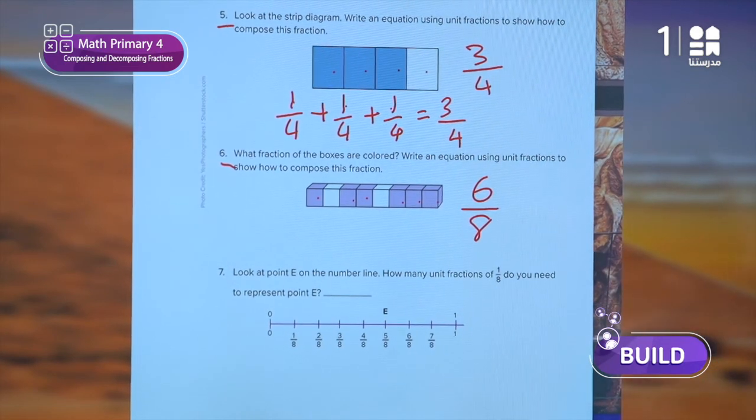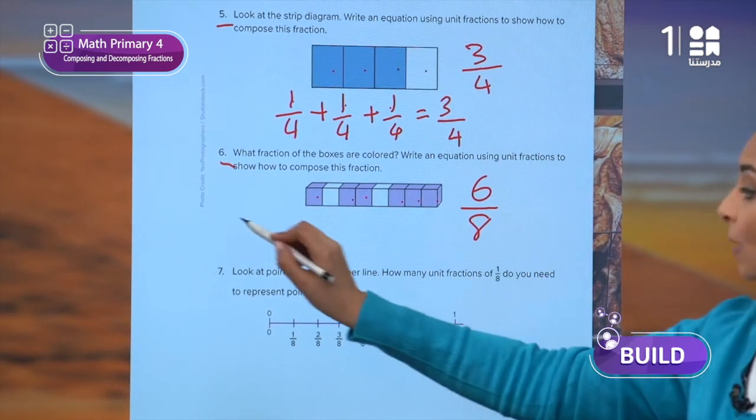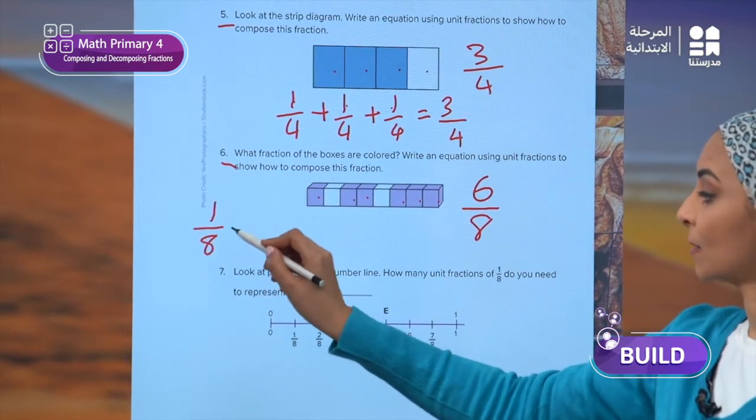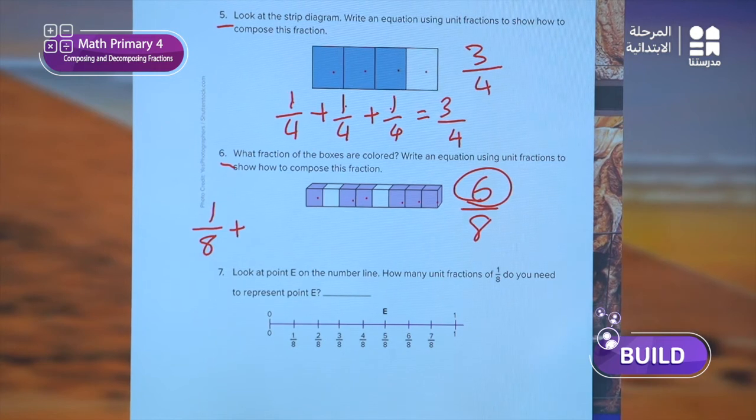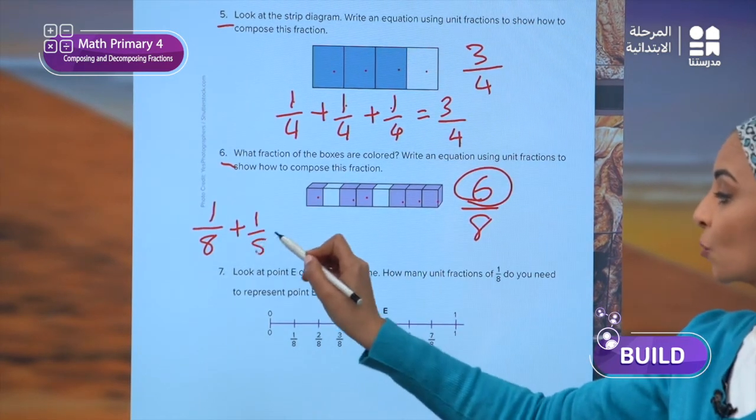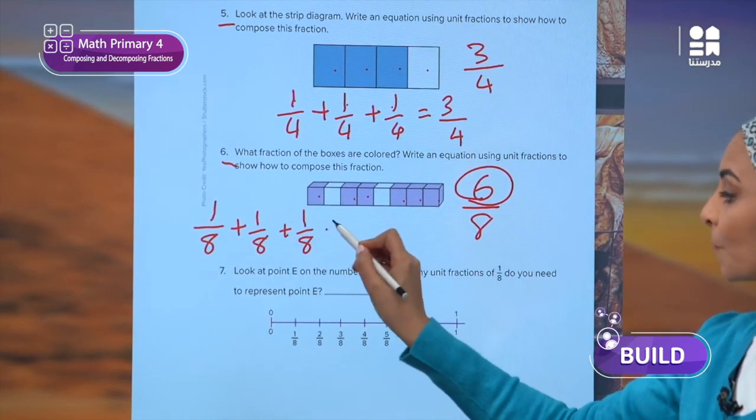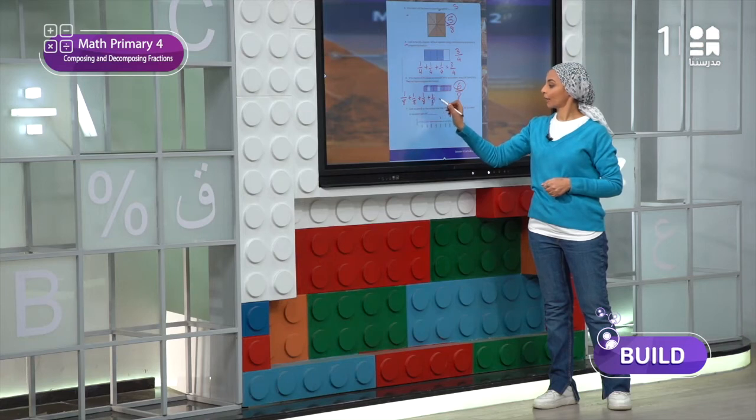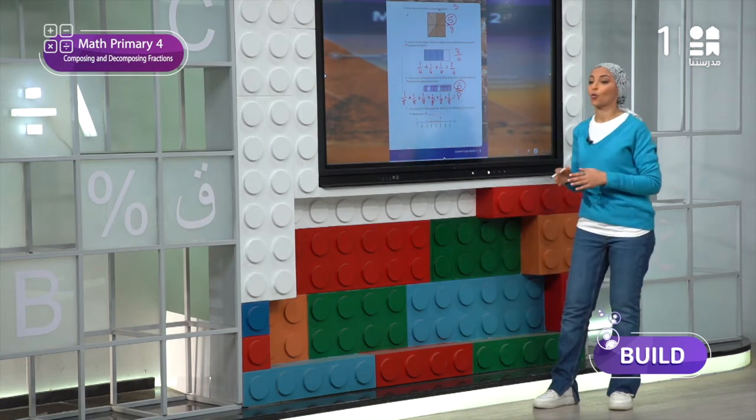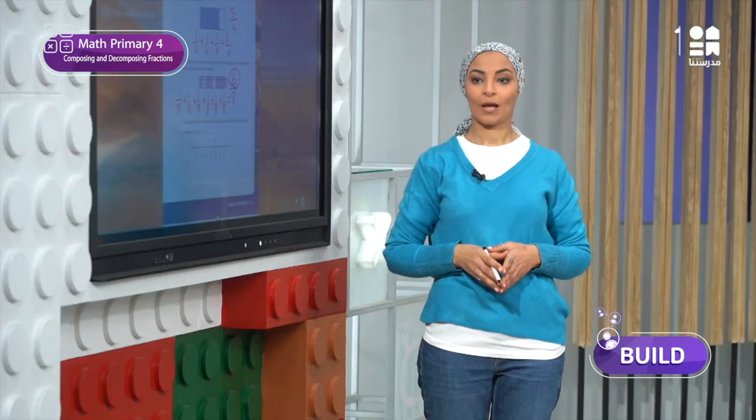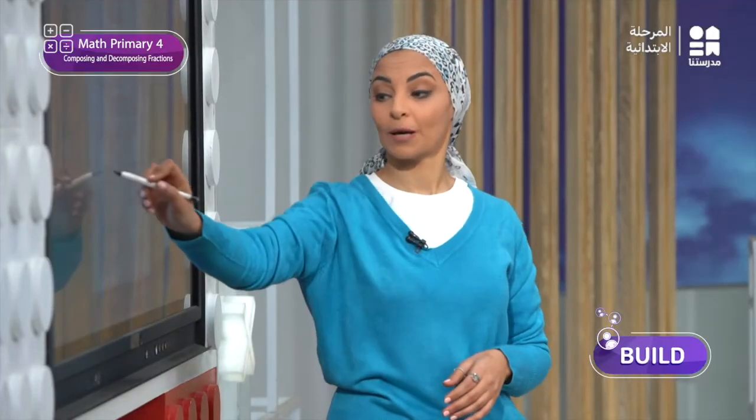Now, let's write our equation. So what will I do? 1 over 8. I will write 1 over 8 6 times, because the numerator is 6. So 1 over 8 plus 1 over 8 plus 1 over 8, and so on, equals 6 over 8. And now, let's move to problem number 7.